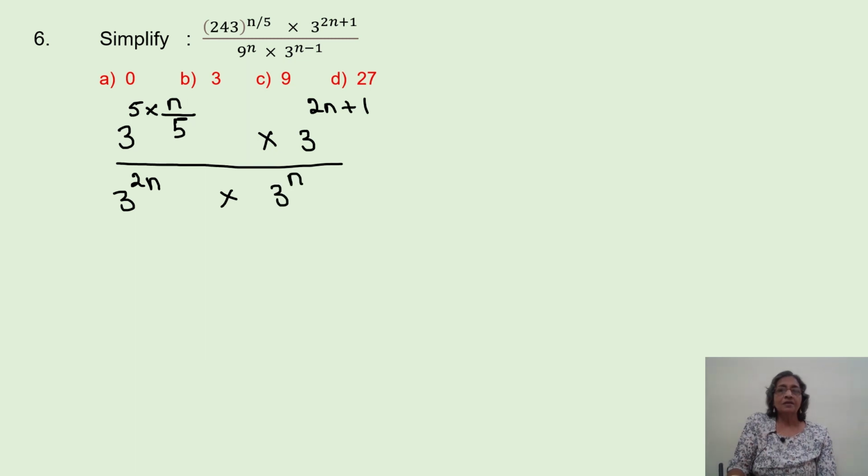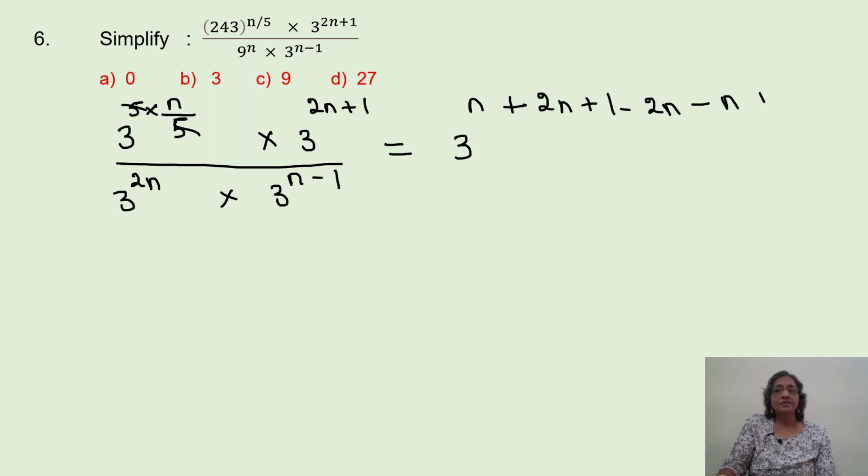Now you'll see, this is simply a problem where you have to apply your product property. So 3 raised to n, 5 goes. So this will be n plus 2n plus 1. Everything which is in the denominator, the index numbers get subtracted. So I have n plus 2n minus 2n plus n, and I'm left with 3 raised to 2, which is nothing but 9. So the correct option is the C option.